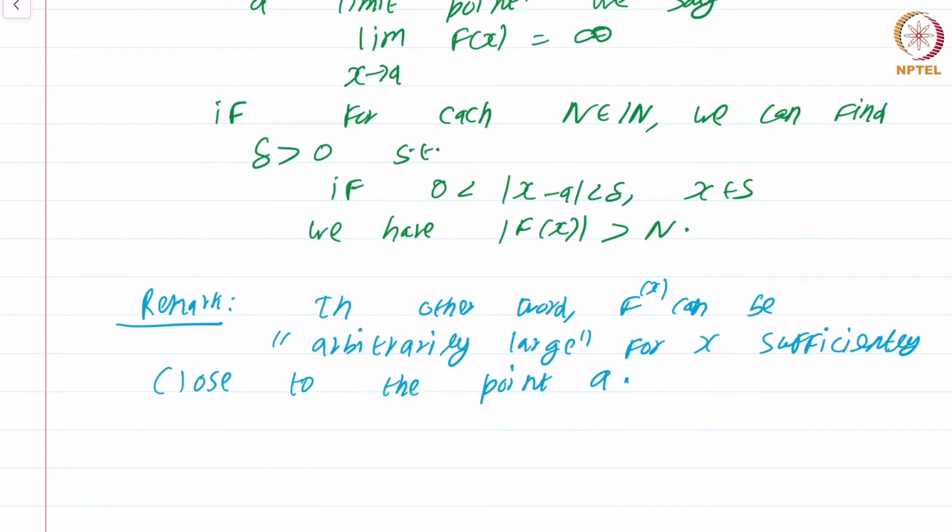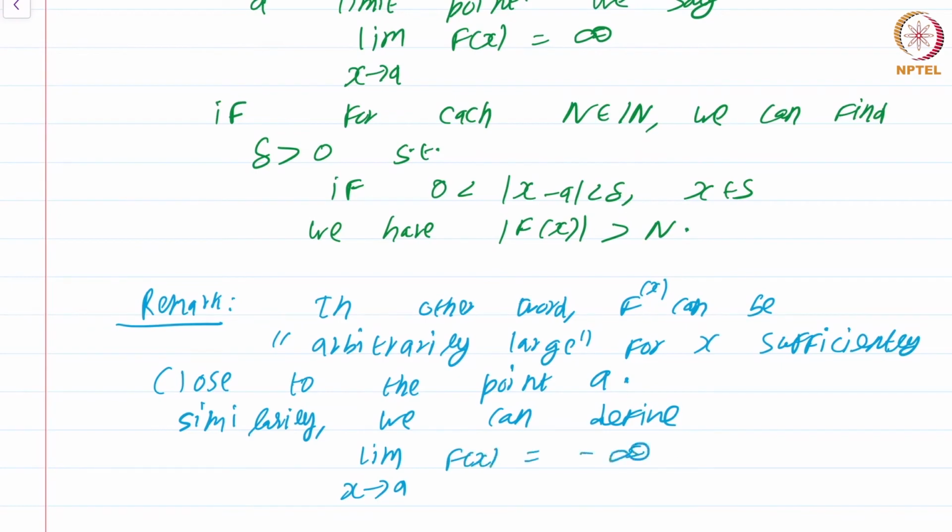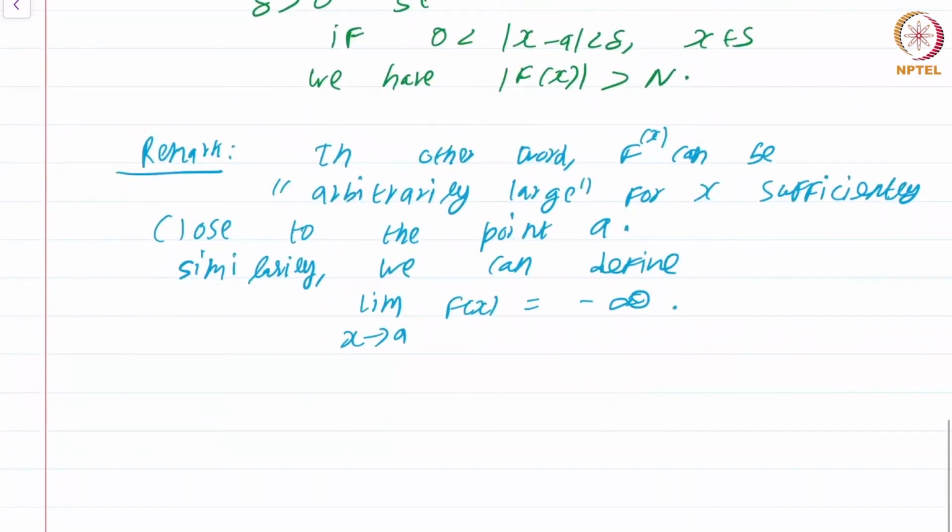Similarly, we can define limit x going to a of f of x equal to minus infinity. The definition is exactly analogous. Okay, so again, example: limit x going to 0 of 1 by x is infinity.